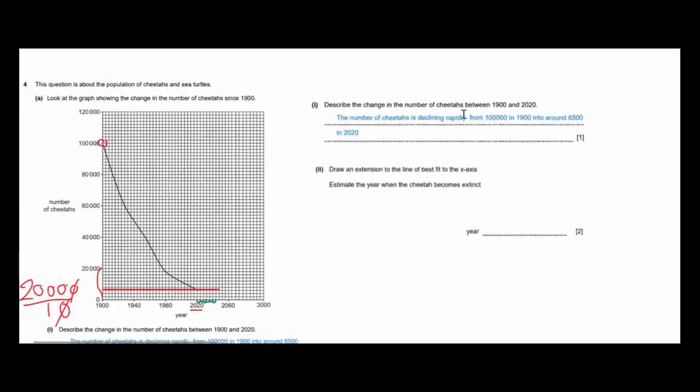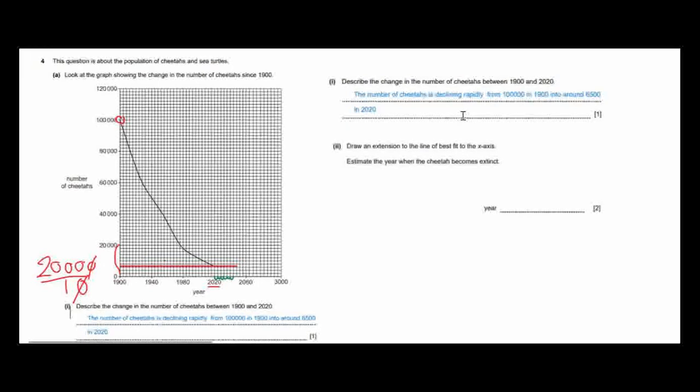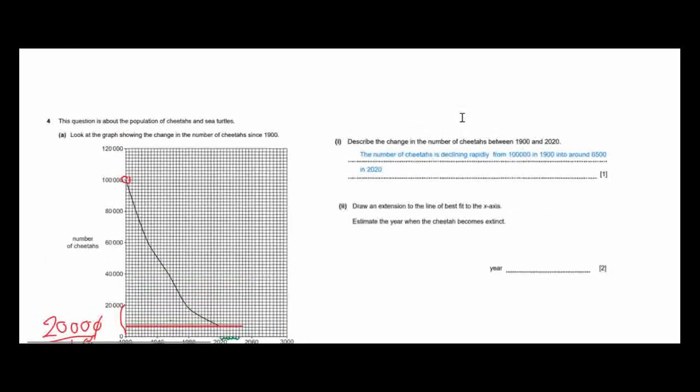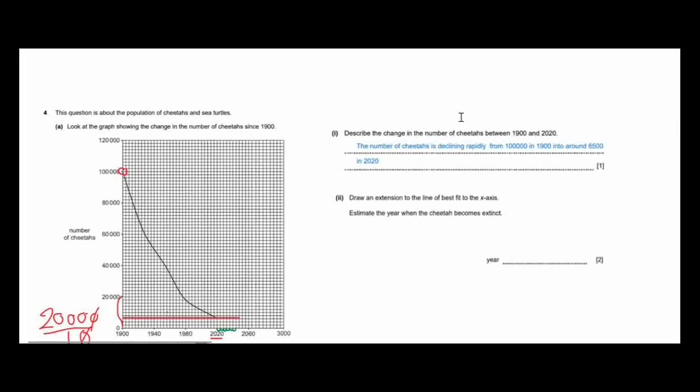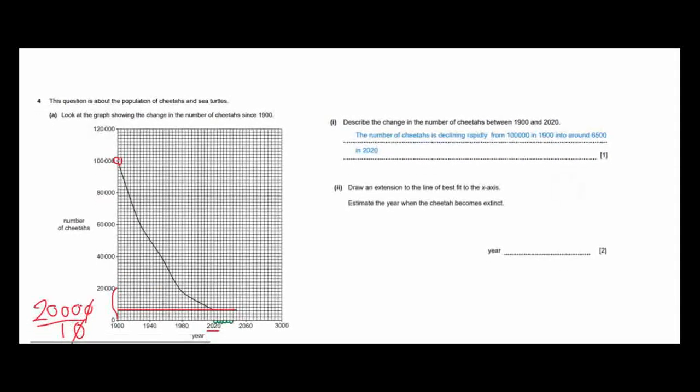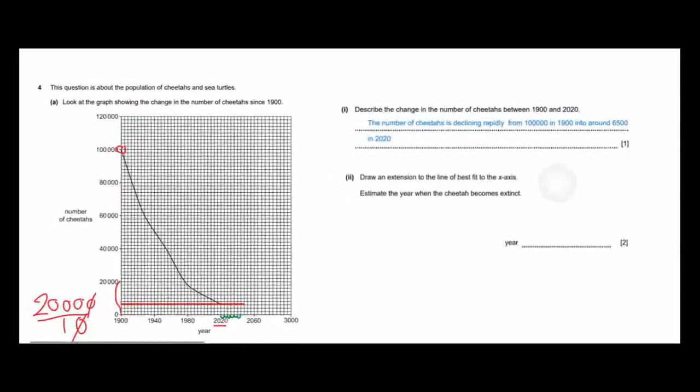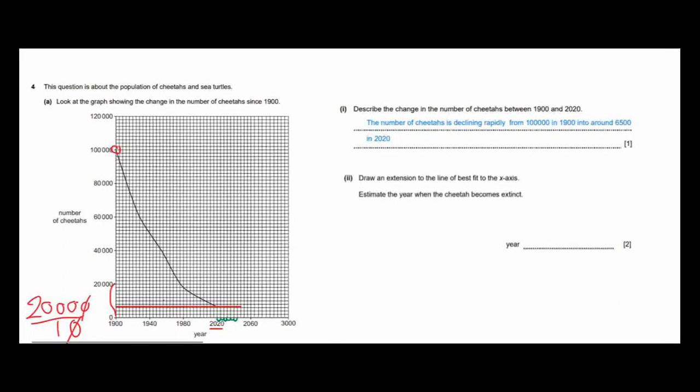Next, now we want to move to question A, part 2. Draw an extension line to the line of best fit to the x-axis. Estimate the year when the cheetahs become extinct. So read this up first.